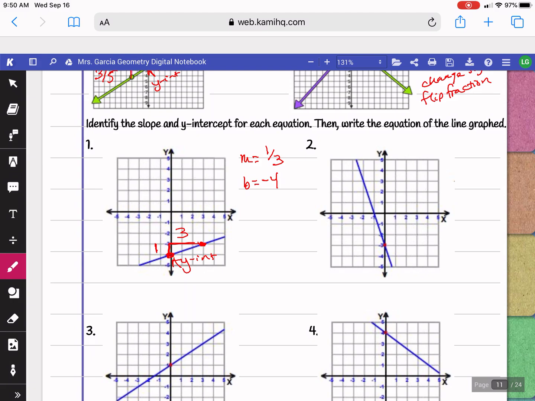Now that you know your slope and y-intercept, you can write your equation in slope-intercept form. So our slope was 1/3. That goes in front of the x. And our y-intercept was -4. So that means I would put -4.